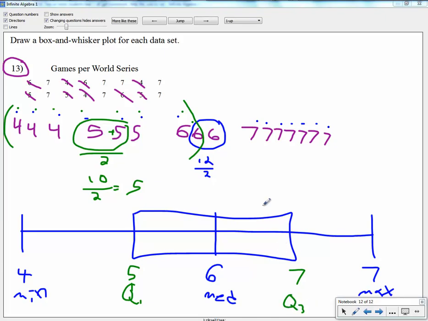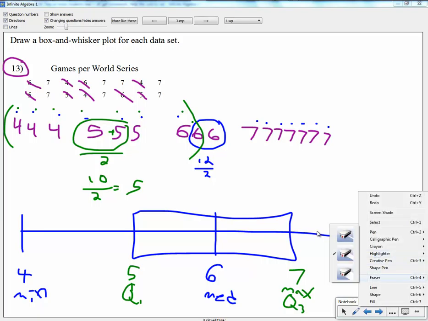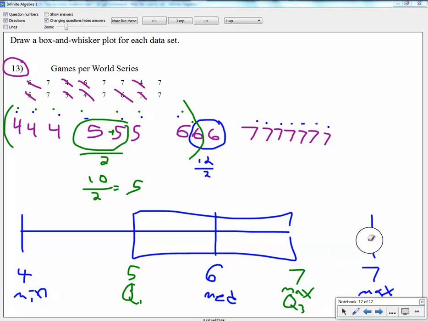Q3. So this graph should actually look like this. So this should also be my max, and I should erase all this right here, because there actually is no max Q3, because my Q3 is my max as well, which I have never seen that before. So that's kind of interesting.